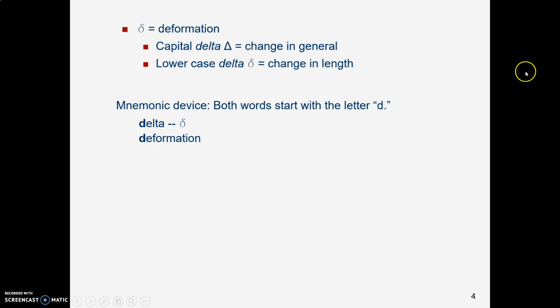In engineering and strength of materials, we use the lowercase delta to stand for change in length. And this lowercase delta stands for deformation. Deformation means change in length. This is a mnemonic device. Mnemonic means memory. This is a memory device. D for delta, delta means change, helps me remember that deformation is represented with a delta.